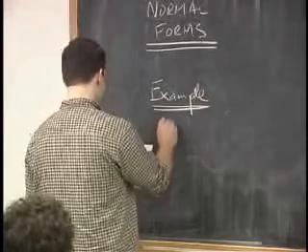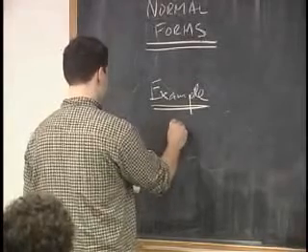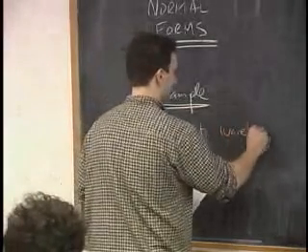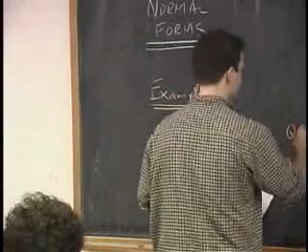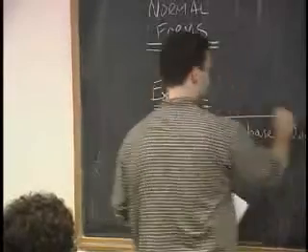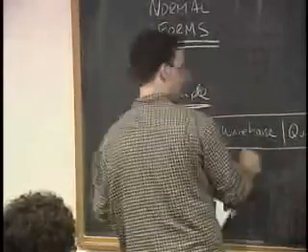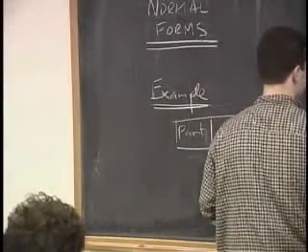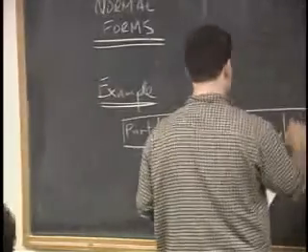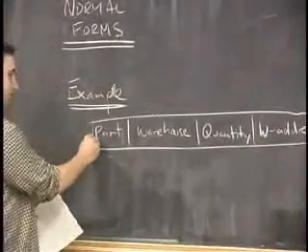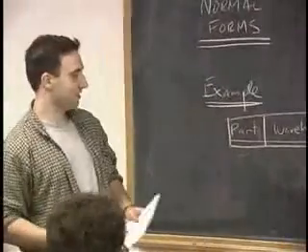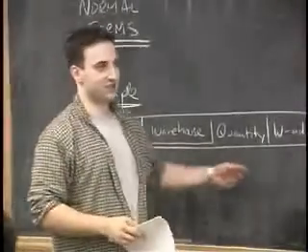So my example is, let's say I have some inventory of parts in a warehouse. So part, warehouse, quantity, and warehouse address. And what's the primary key here? The primary key will be the part and the warehouse. So for each part and for each of my storage warehouses, I list how many of the part I have and the address of the warehouse.